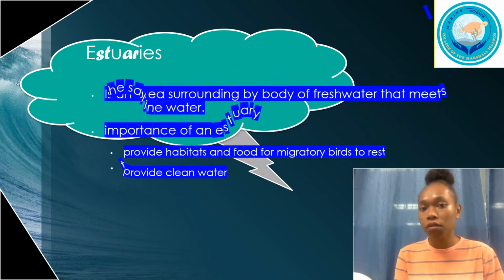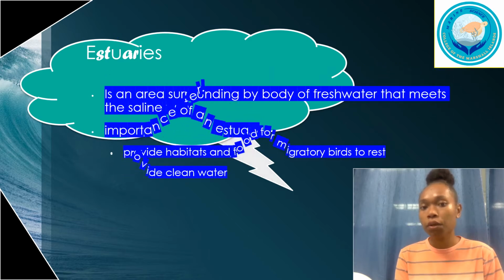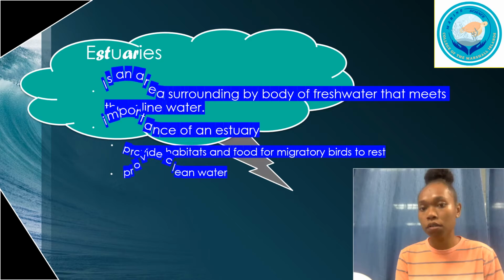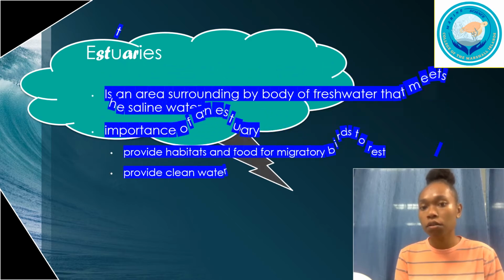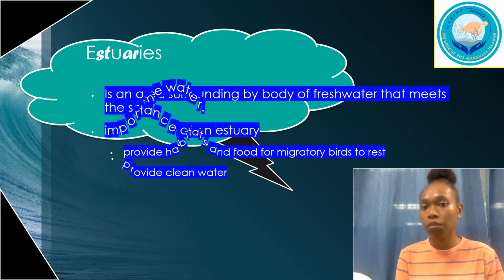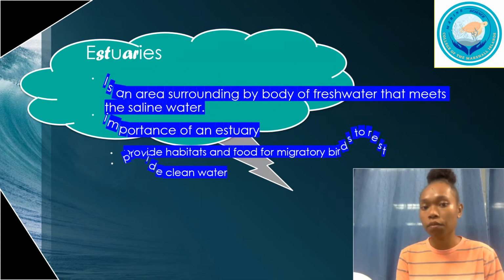Estuaries are an area consisting of freshwater that meets the saline water. Estuaries provide habitats and food for migratory birds to rest. They also deposit sediments from rivers and streams before they flow into the ocean, providing clean water.